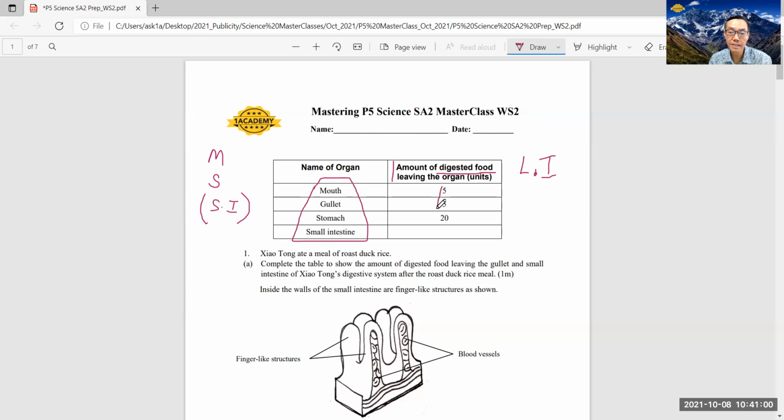So can you see these two numbers remain the same? This gives you a hint that no digestion happens at the gullet. So the gullet is actually part of the digestive system, but no digestion happens in the gullet. Okay, next, after the gullet, they go into the stomach. Correct. So can you see 20 units leaving the stomach, entering into the next organ, which is the small intestine.